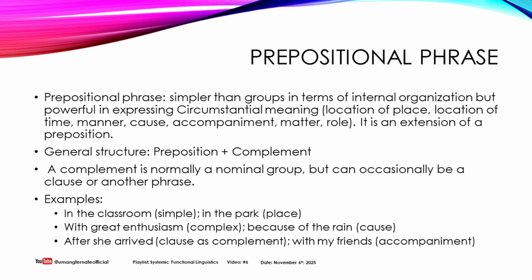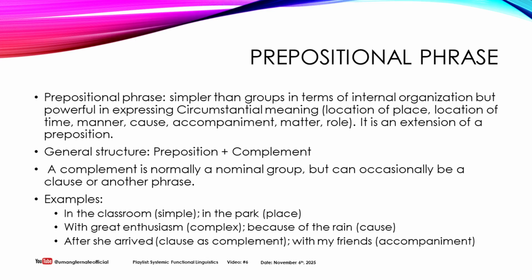In other words, when the complement of the prepositional phrase goes beyond the thing or has other elements like epithet, classifier, and qualifier, then it is a complex prepositional phrase. Meanwhile, when it consists only of a deictic and the thing, it is a simple phrase.